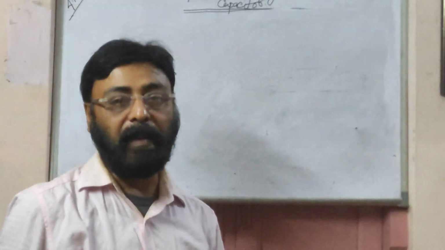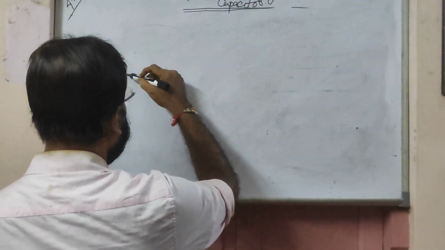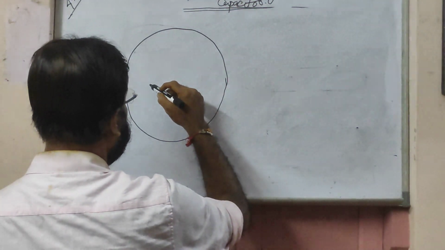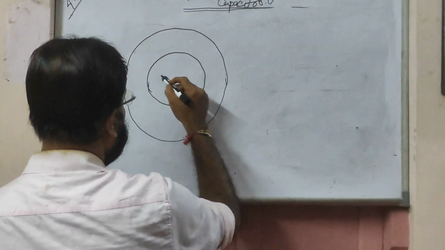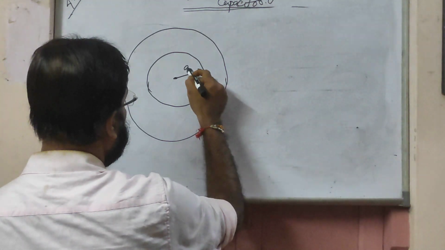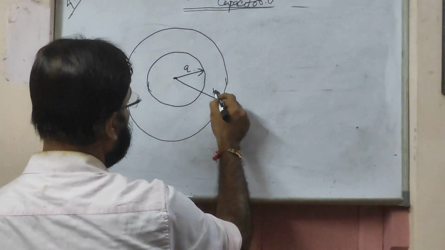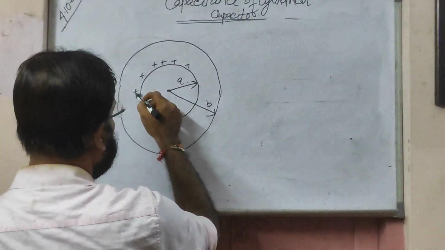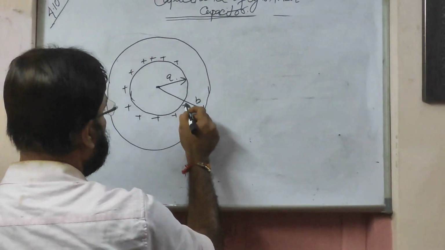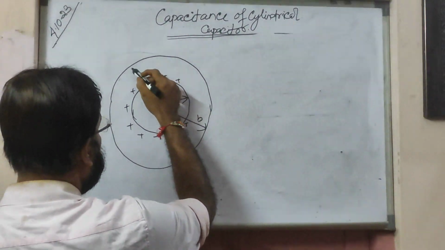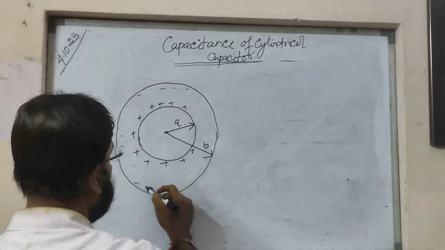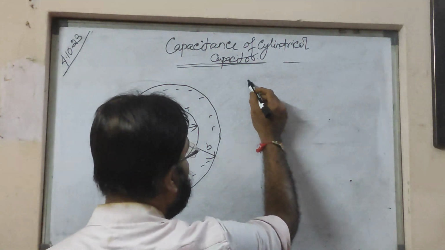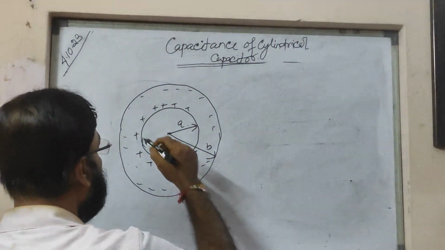So how to determine the capacitance of a spherical capacitor? Similarly, consider a hollow sphere of radius b, and this one is suppose A, this one is suppose B. Now if the inner one is suppose positively charged, the outer one will be negatively charged.